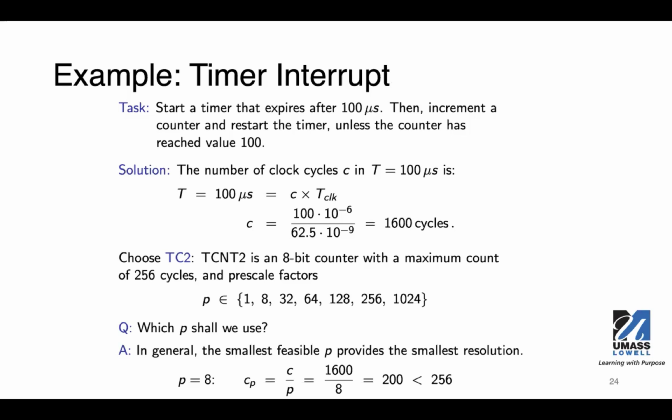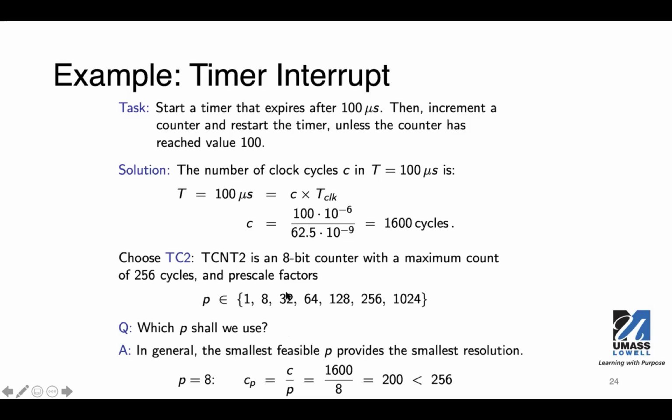If we use 8, we calculate 1600 divided by 8, so that's 200. That means if we use this TCNT2 as a counter, with this pre-scaling of 8, we are talking about counting a value from 0 to 199, so 200 times, because each time represents 8 cycles. You can use larger ones, and so this value will be smaller, but a smaller pre-scaler is preferred because that gives you the smallest resolution.